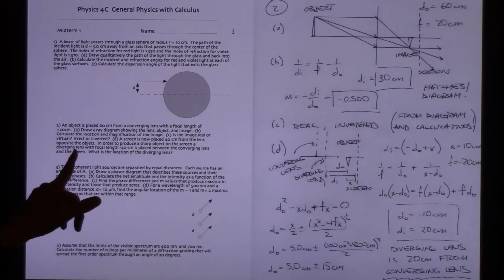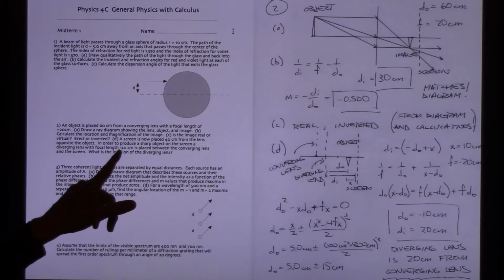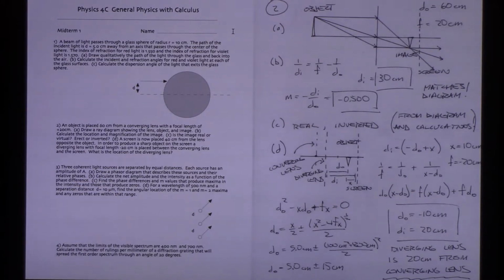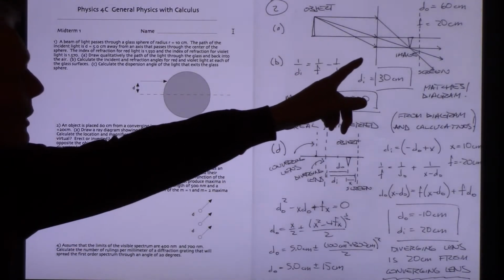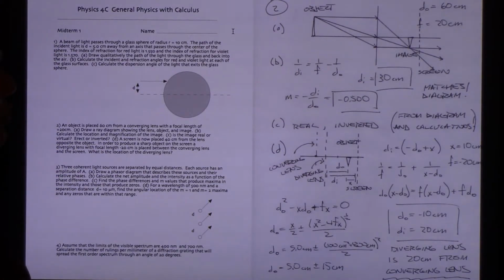We're going to use a diverging lens with a focal length of negative 20. Where should we place the diverging lens? Ooh, what does this remind you of? And I hope it reminds you of lab number 2 when we had lenses, right? In that lab, we were determining the focal length of the lens, and we used a combination of converging and diverging lenses. So let's see what happens here.